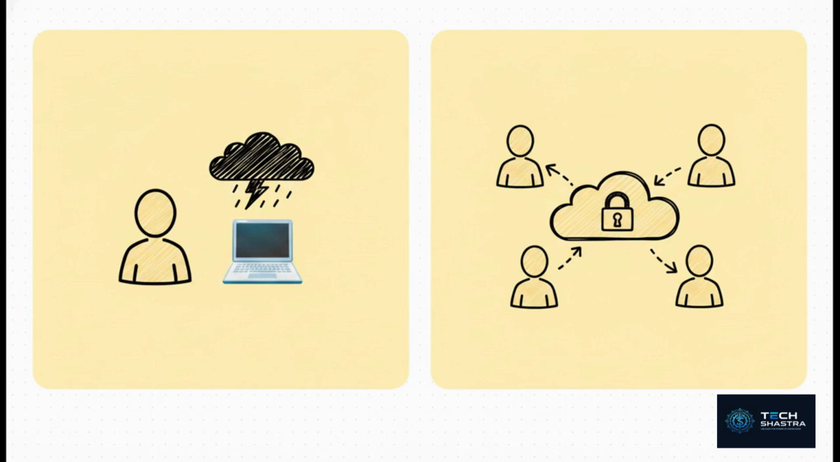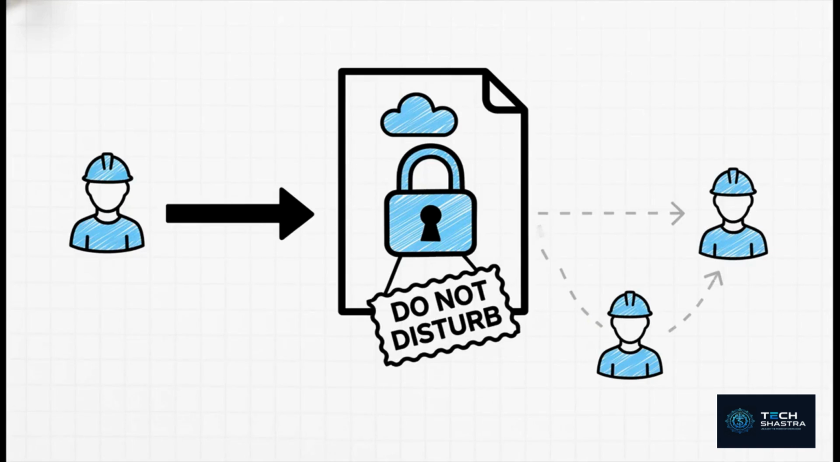But wait, what if two people try to make a change at the exact same time? You could completely mess up that shared file, right? Corrupt it. Well, to stop that from happening, Terraform has something super clever called state locking. It's basically a do not disturb sign. When you run terraform apply, it locks the state file. That means nobody else can touch it until you're done.